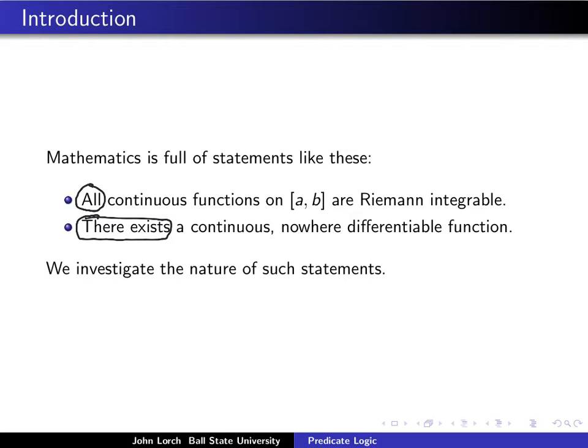So the first statement is what we call a universal statement because it has to do with all of something. And the second statement is what we call an existential statement because it asserts the existence of something. So it's our business in the next few slides to investigate the nature of statements such as these.